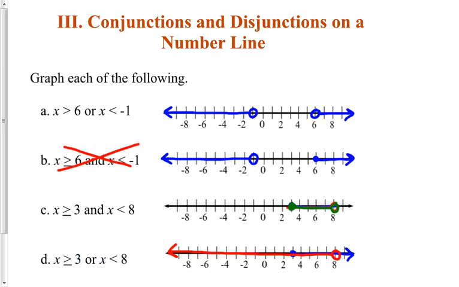So the true graph of this statement is the entire number line, because you can choose any number on this number line and it will satisfy at least one of the statements that make up the disjunction in part D.